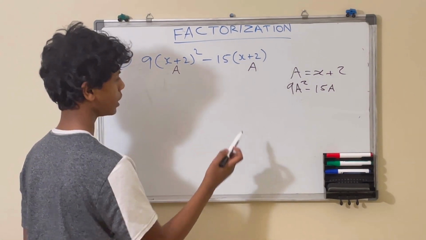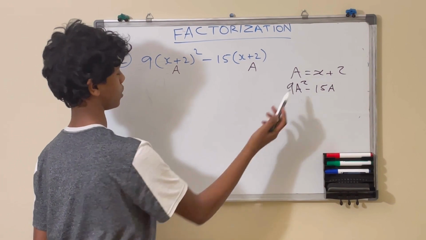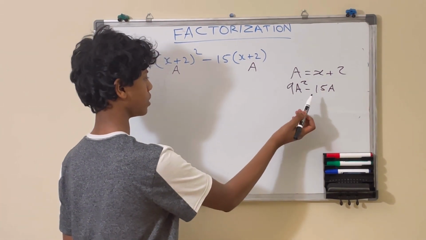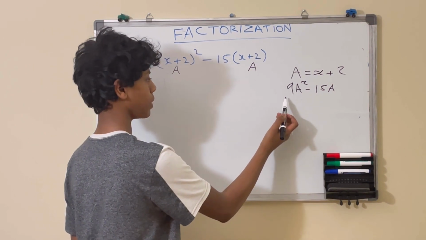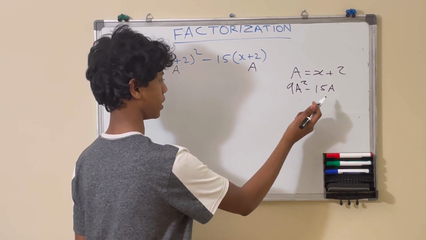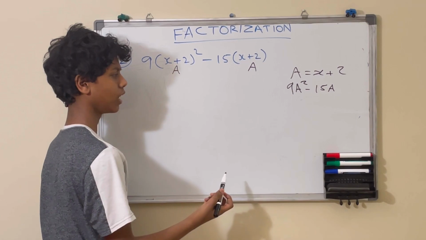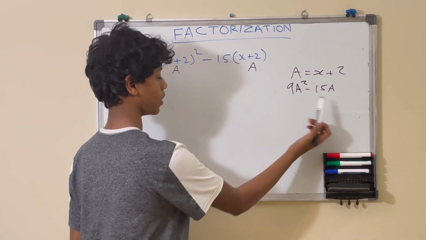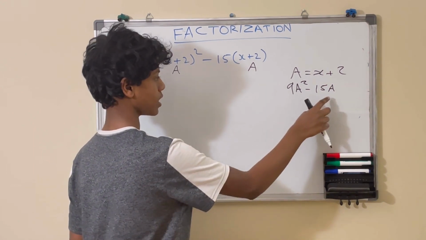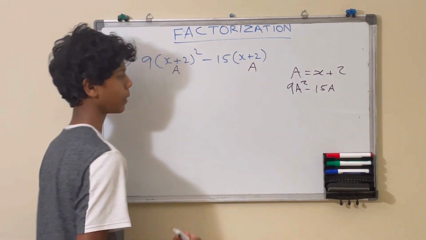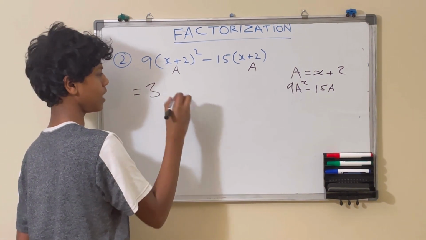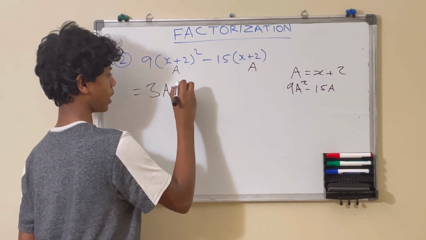So first, we can see what is common in both of our terms. First of all, we can see that a 3 is common in both of them. 9 can be divided by 3 and 15 can also be divided by 3. And second of all, I see that a can be taken out. There's an a in both of our terms. This has a squared and this has a, so we can take one of the a's out. So this equals, we can take out 3 and a, so 3a bracket.